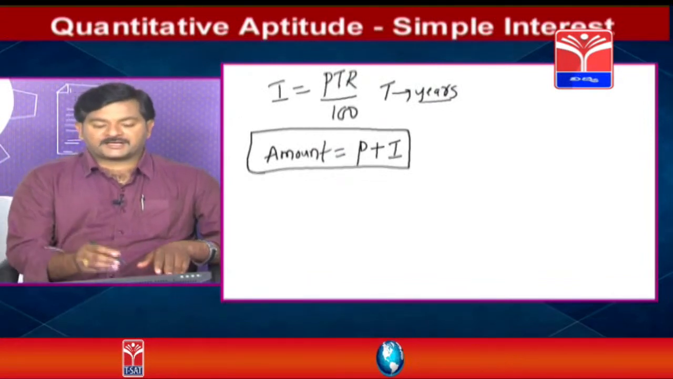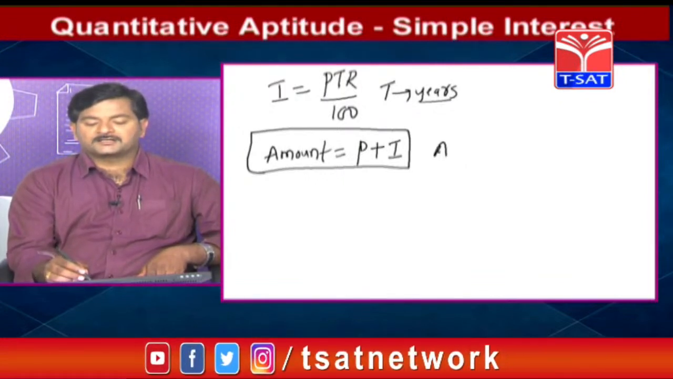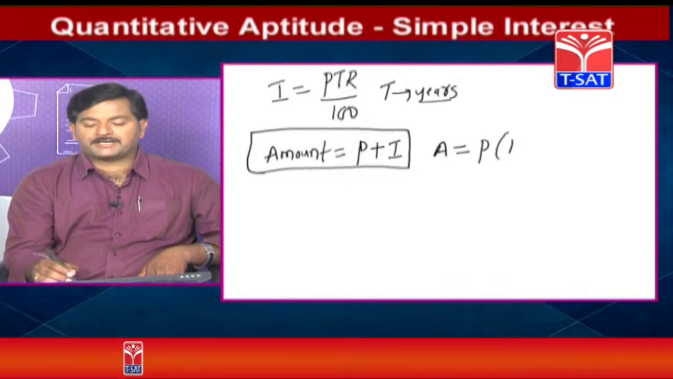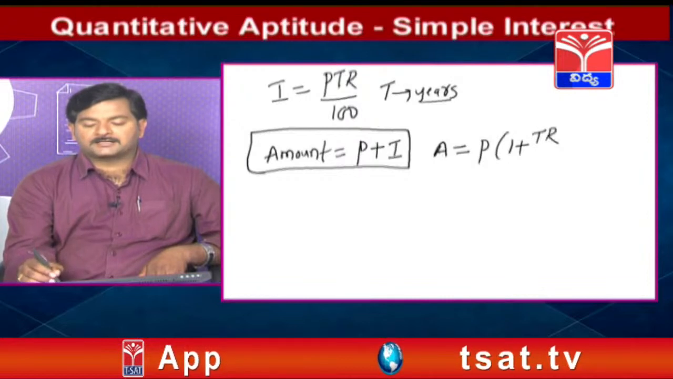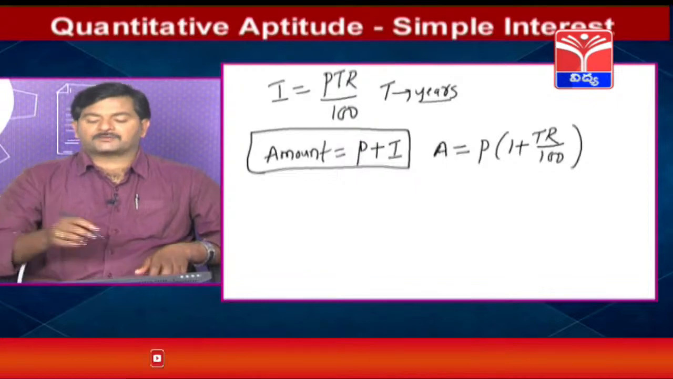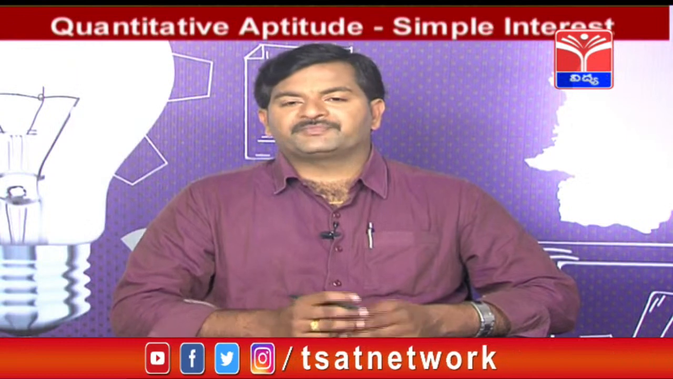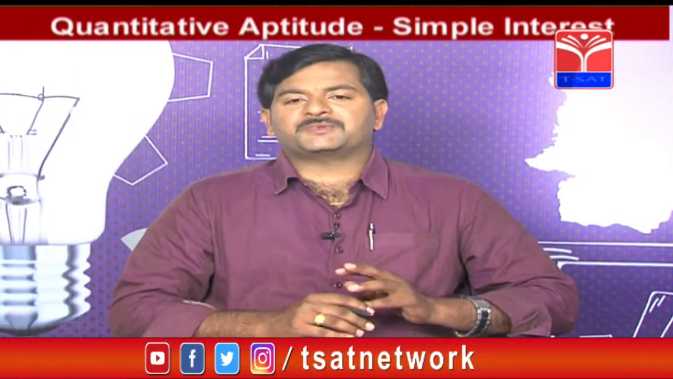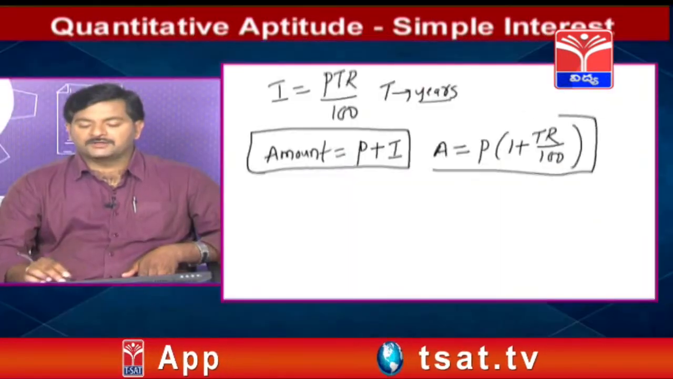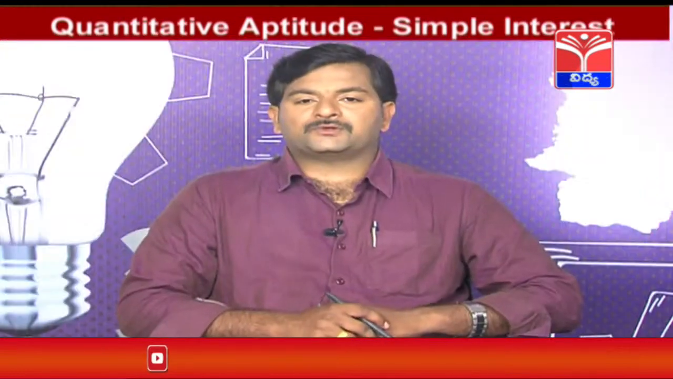From this amount formula, we can derive one more formula also. That is, amount is equal to P into 1 plus TR by 100, right? I think you are all aware of this formula also. A is equal to P into 1 plus TR by 100. Again the same: A means amount, P means principal, T means time, R means rate of interest. By using this formula also we can find out the amount directly. This also you should keep in mind.